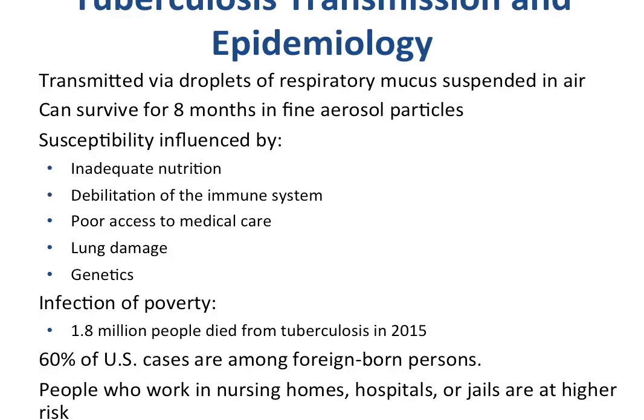So the transmission is through respiratory droplets. If a patient has low immunity, for example because of inadequate nutrition, poor medical care, lung damage, genetic factors, or a disease with low immune system such as AIDS, they can easily get tuberculosis.